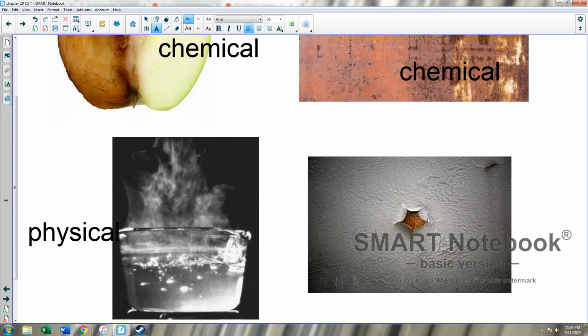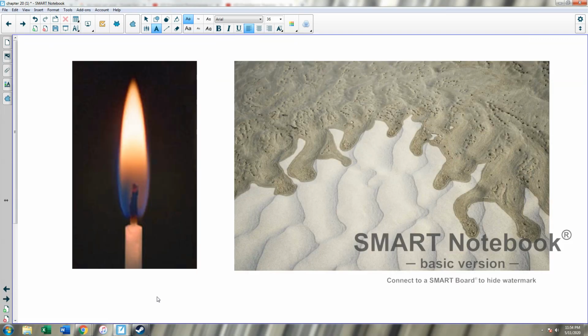Painting over rust, you're changing the color, but the rust is still underneath. So that's just a physical change. Two others that tend to confuse students.